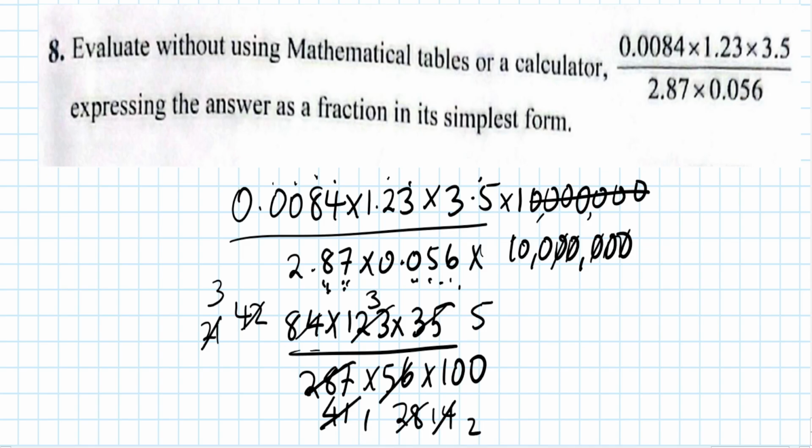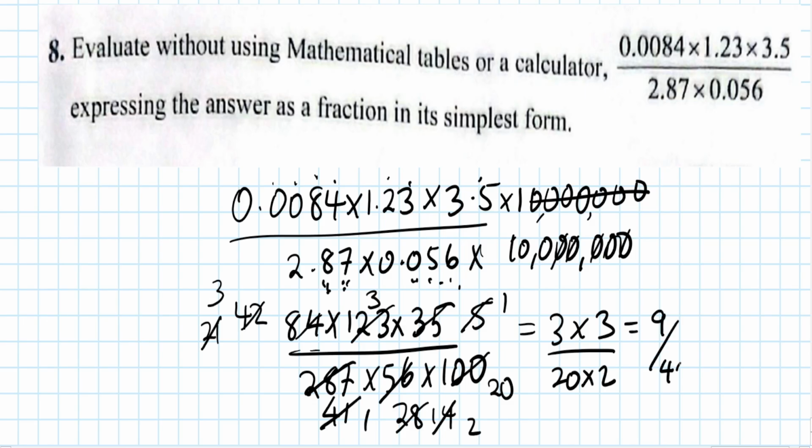Very tricky now. I'm trying to simplify, but now I can't simplify it further. But if they say to express the answer as a fraction in its simplest form, then there's no problem. So 5 by 5, 1 by 5 goes into 120 times. So just remain with 3 times 3 over 20 times 2, which will be 9 over 40. And that is your answer. Very simple answer, not that difficult.